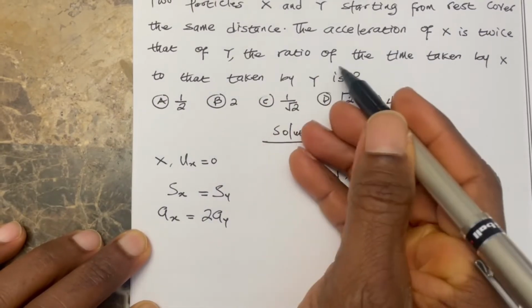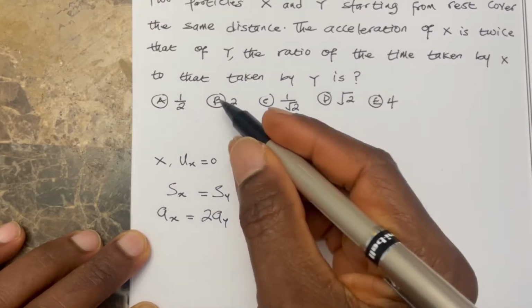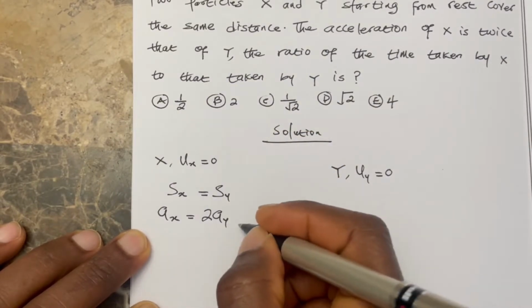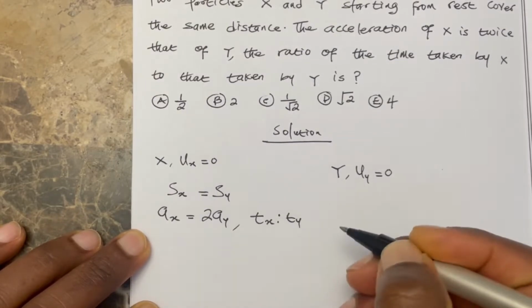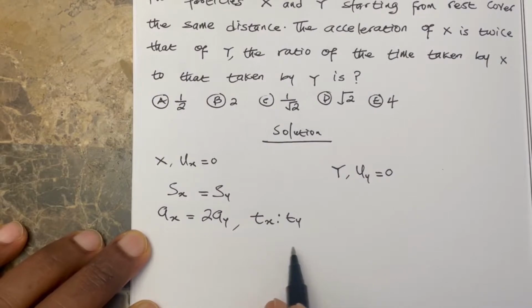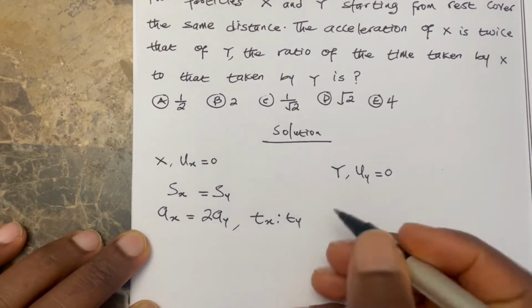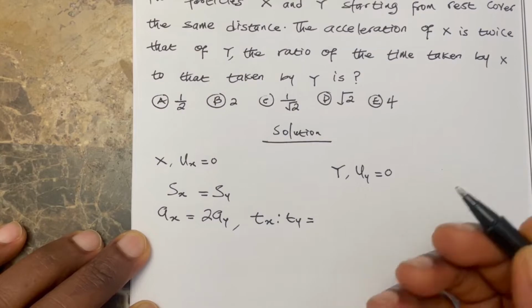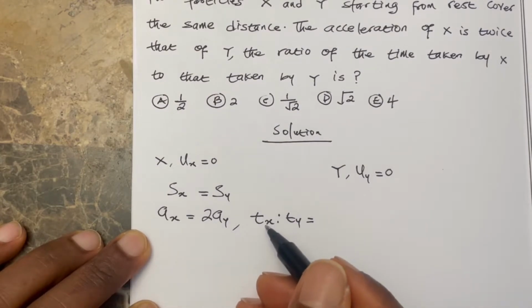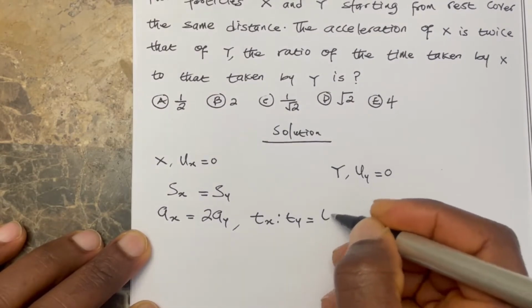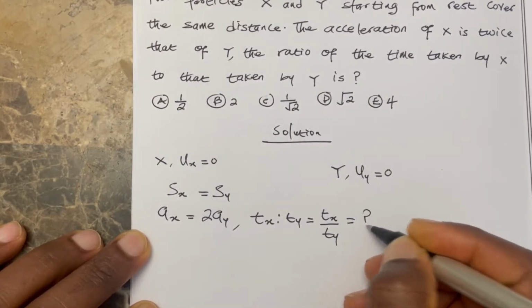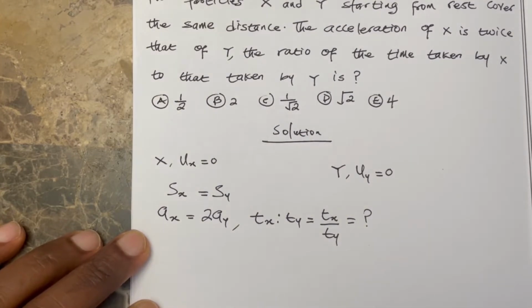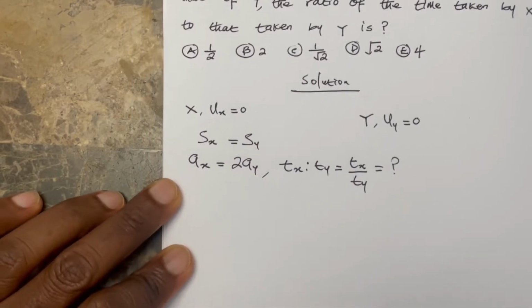Now, the question says the ratio of the time taken by x to that taken by y. So the ratio, that is tx ratio ty. So the ratio of the time taken by x to that taken by y is what? That is what we're looking for. And don't forget, this is mathematics, right? Ratio. tx ratio ty is the same thing as tx over ty. So this is what we are looking for, tx over ty. That is the main problem that we're going to solve. So let's start analyzing this one by one.